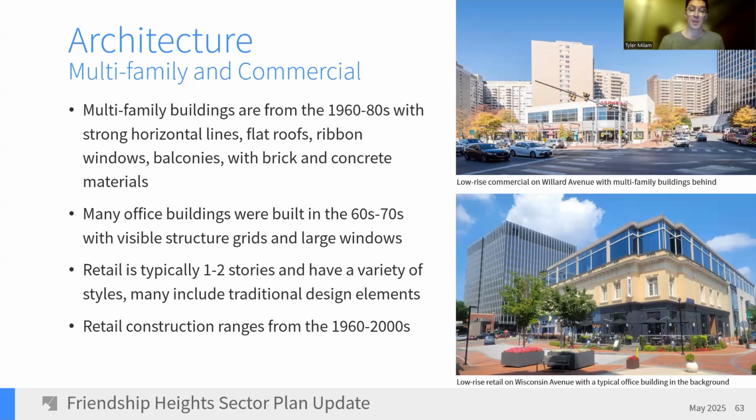Commercial buildings in the plan area reflect a wider range of styles and times of construction, being built between the 1960s and the 2000s. The 1 to 2 story buildings within the downtown area are generally retail and restaurants, and their styles range from traditional to modern. Large office buildings are typically built between the 60s and 70s and showcase visible structures and large office windows. Next.